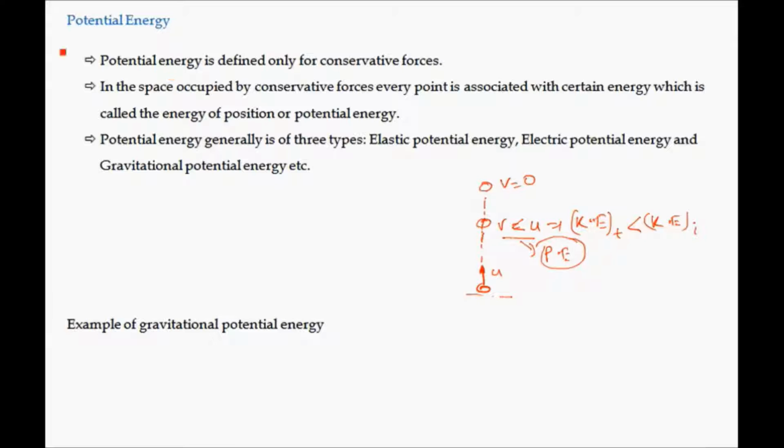The first concept is that potential energy is defined only for conservative forces, and the second is that potential energy is fixed for a particular position. If we consider a position at height h, then the potential energy in case of gravity will be given by mgh. So how does this value of mgh come?